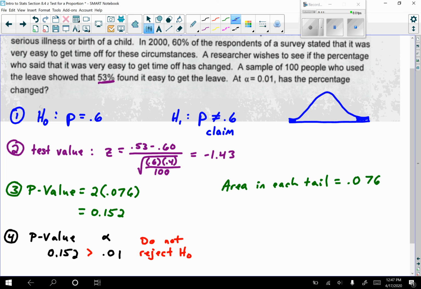So again, our claim is that it's something else, so if we don't reject the null hypothesis, we cannot support the claim. We would just say there is not enough evidence to support the claim.